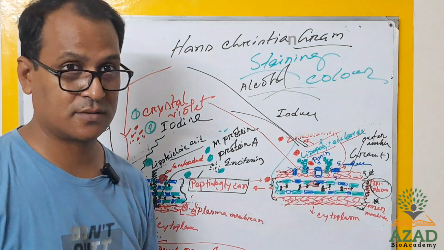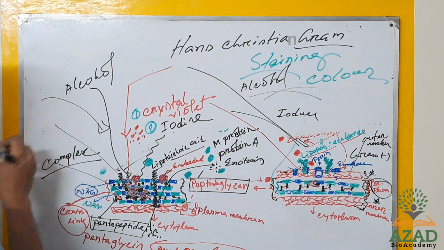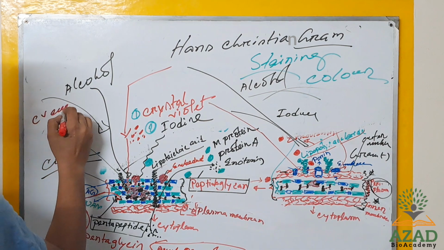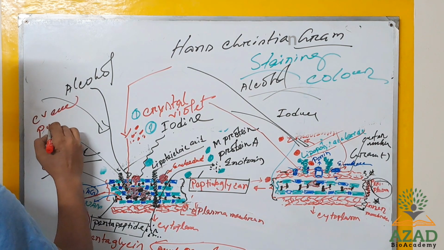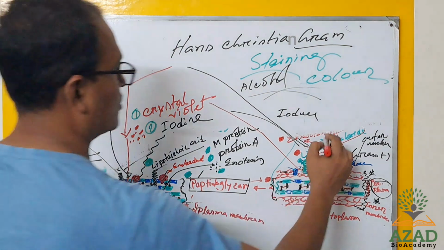And here there is no chance. So what will happen? The crystal violet color, or you can say the purple color, will remain here, but here there is no color.